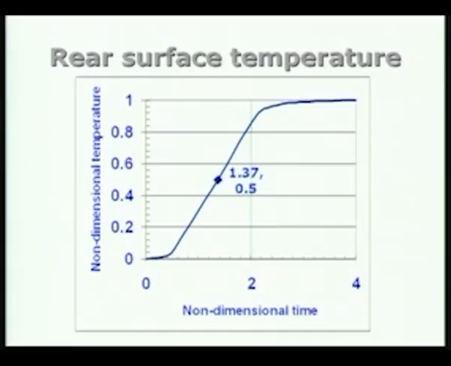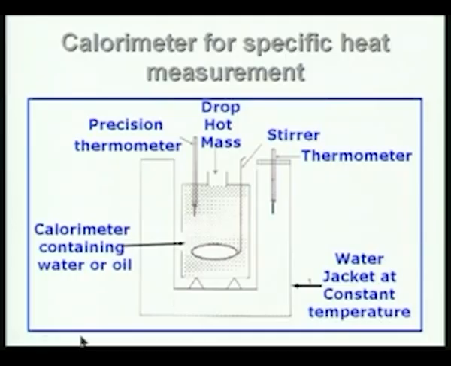Alpha: 1.37 equals pi squared alpha t, where t is measured, divided by L squared. So I can determine the thermal diffusivity. The method is somewhat expensive, and that is the only major drawback of the method, because the laser and the temperature recorder and so on are expensive equipment, but it is a very accurate way of determining the thermal diffusivity of materials. So with that we come to a close as far as the thermal conductivity related topics are concerned.